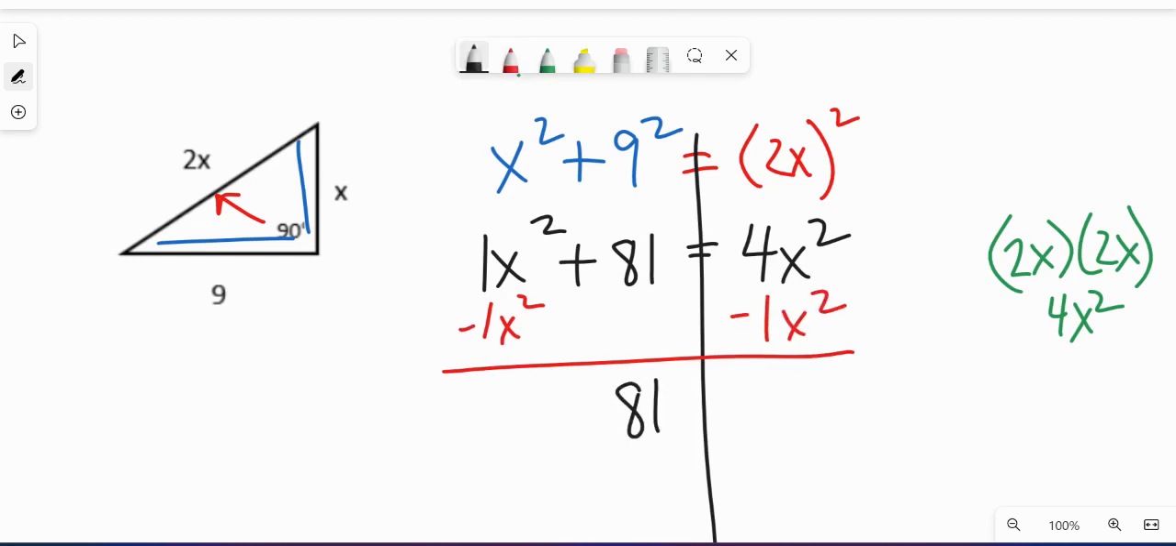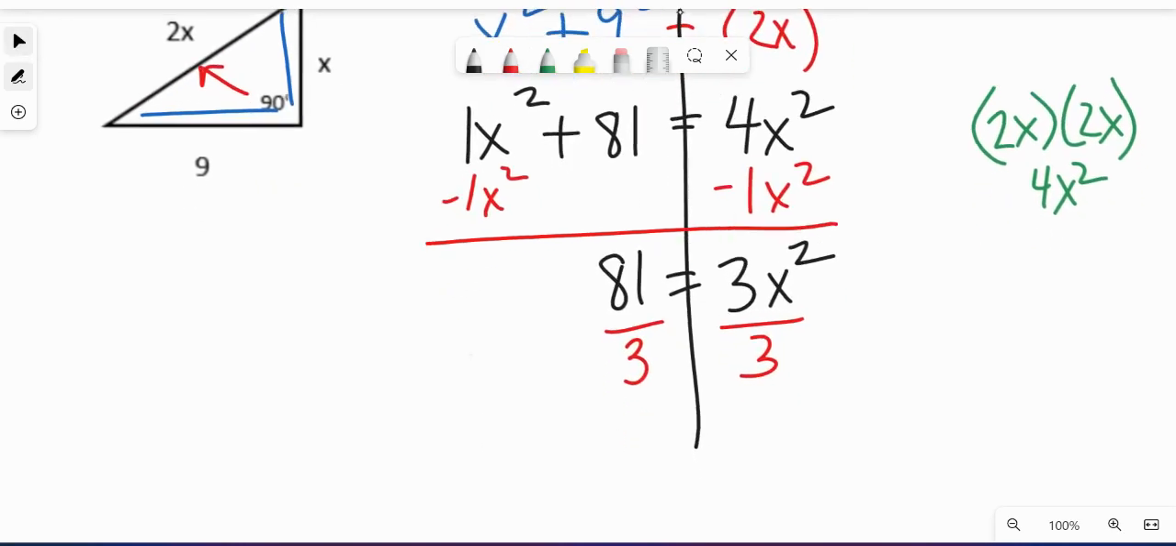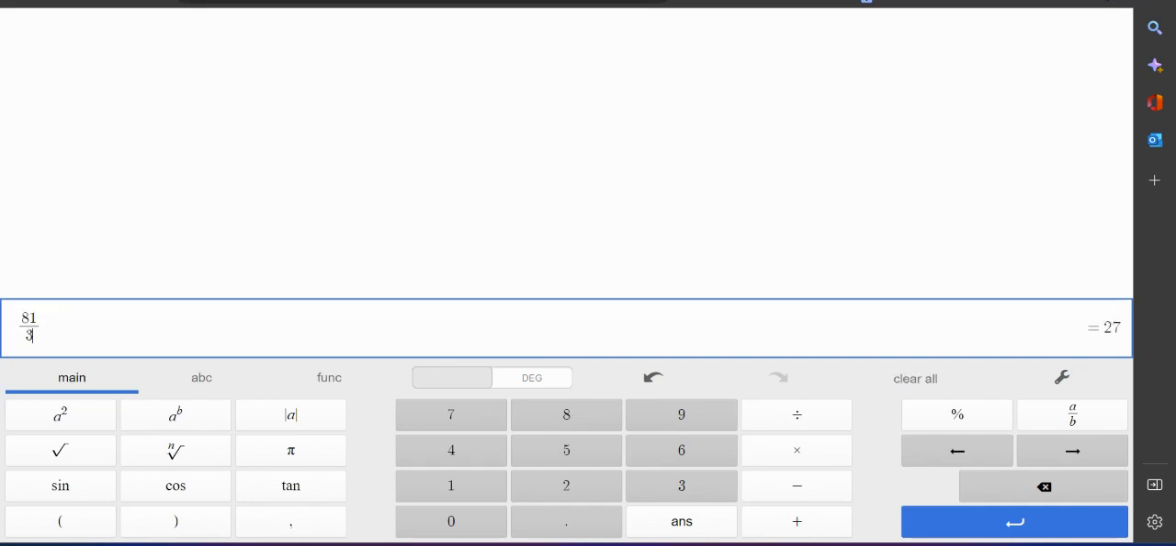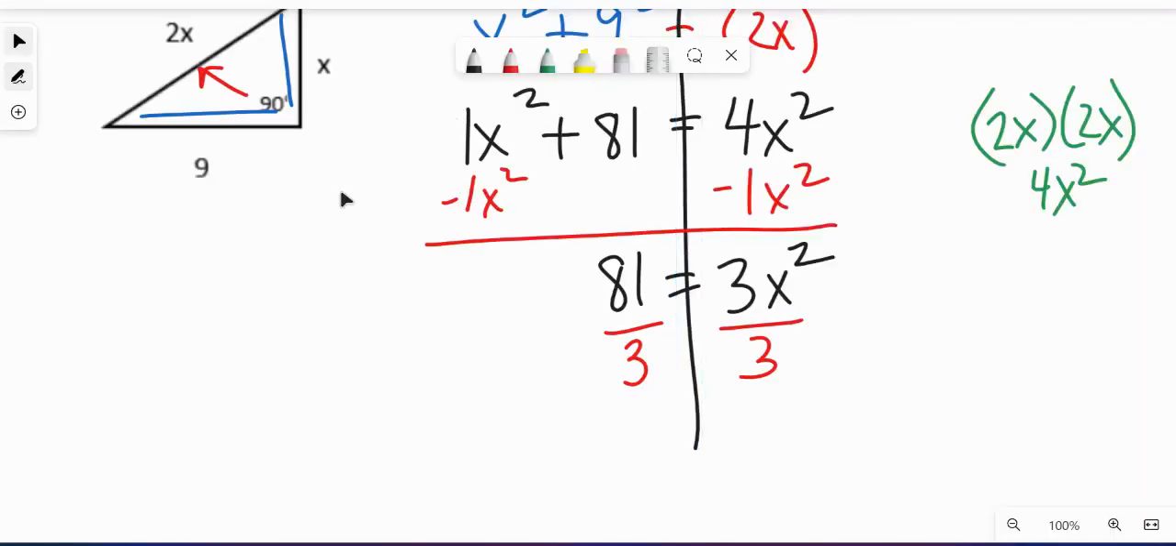So I get 81 is 3x squared. Okay, again, get x squared by itself. I've got to divide both sides by 3. 81 divided by 3 is 27. Ooh, look at that. 27 equals x squared.